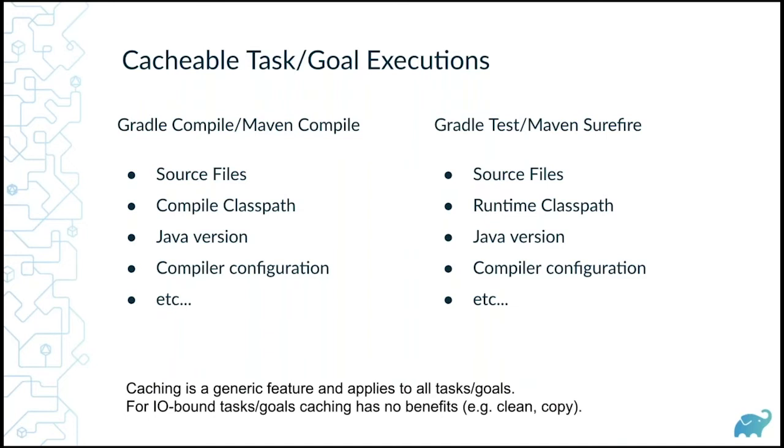in this case, the compile task. And what is very important to understand, it's a generic feature. It not just works for compile, but it's particularly effective for avoiding test execution. Testing, the inputs are source files, runtime class path, etc. The output are the test results. And if the inputs haven't changed, the cache gives us the test results without actually running the tests.